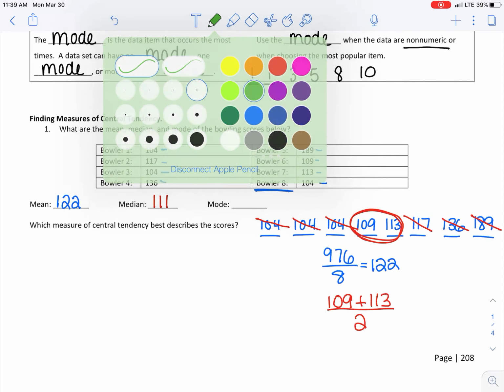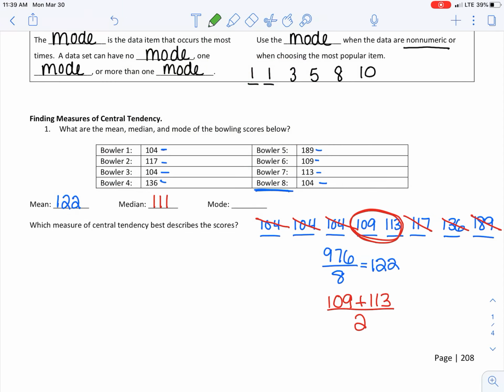The mode is the number that occurs the most. So that is going to be 104 in this case because 104 occurs 3 times. None of the other numbers actually repeat themselves.